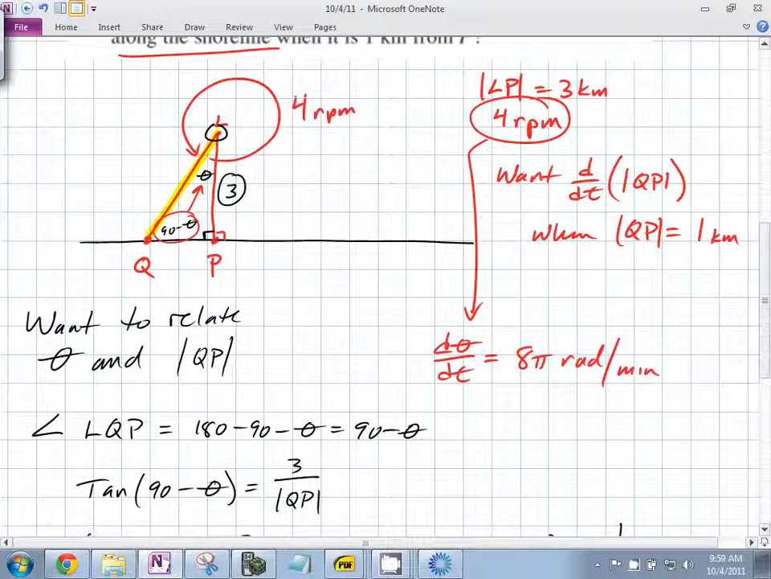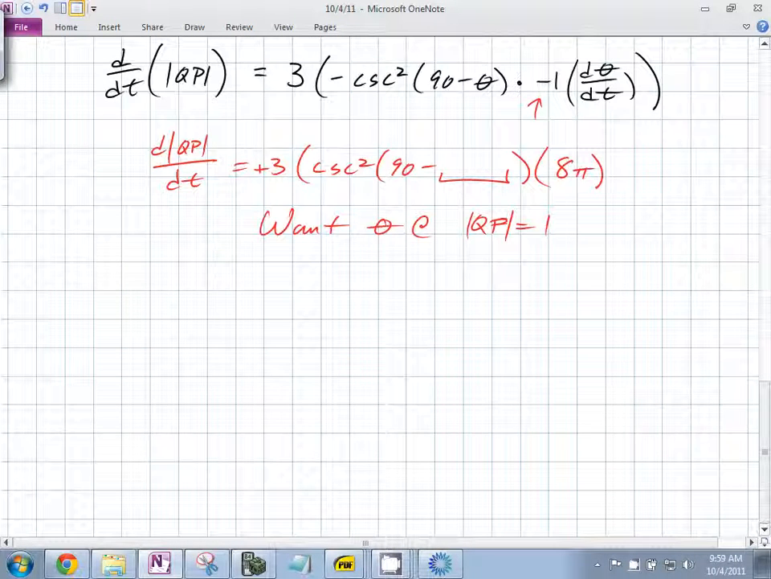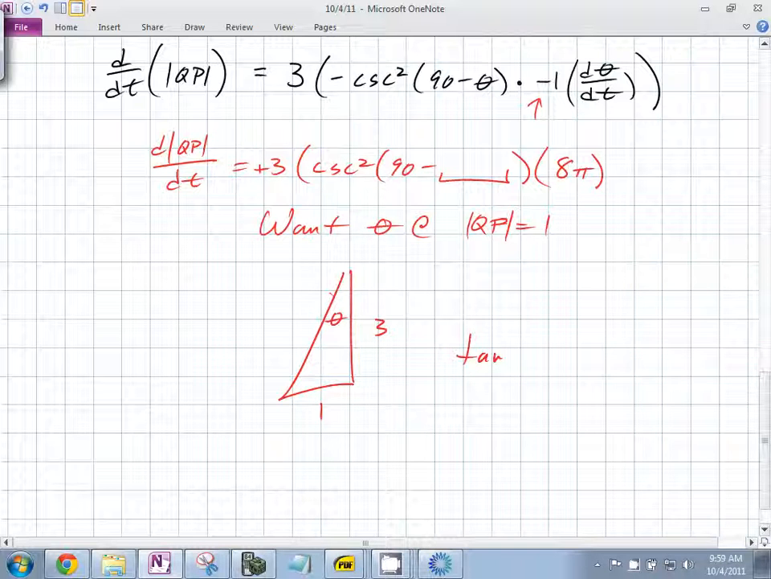So we need to make sure we take the right theta here. We want theta, and it's the upper one. It's this, that's where theta is, right? So this is 3 and this is 1. Tan inverse of 1/3. Thank you for catching. That's really important.